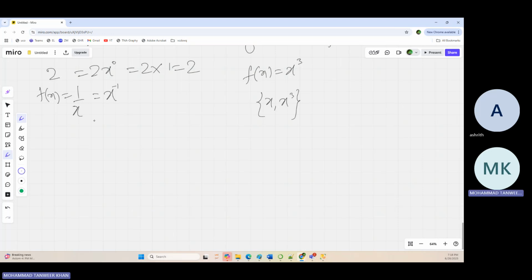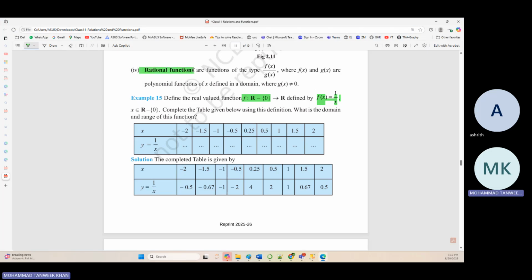Then which function is this? Rational function. Yes.